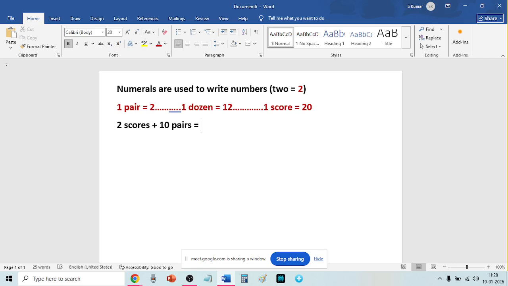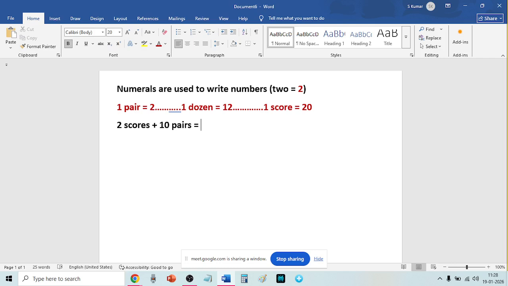Say again, go on talking. Even if you are calculating, go on talking. Don't keep quiet. 2 scores, what will you write? 1 score is 20. And 10 pairs, what will you write? First 2 scores. The 10 pairs we will write afterwards.